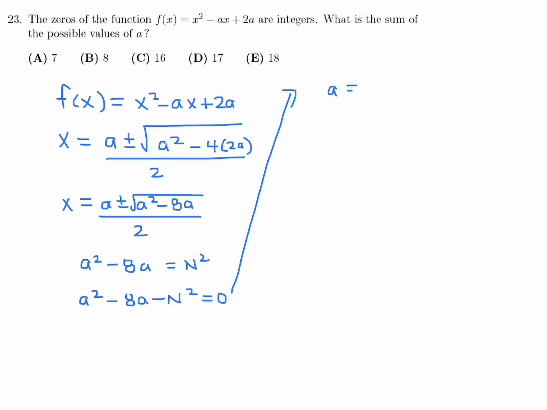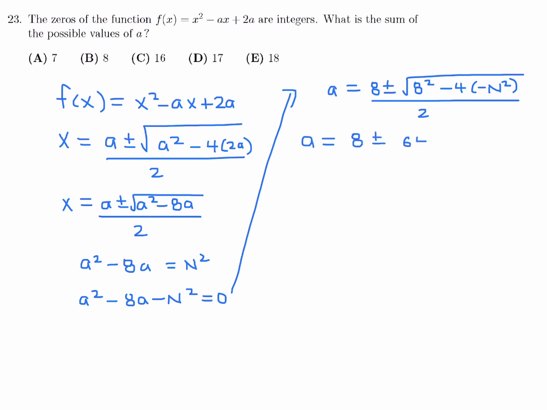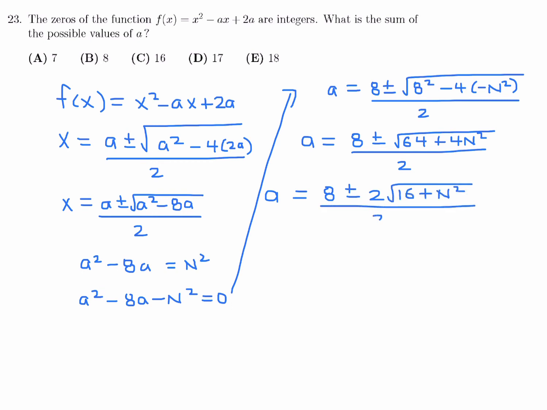So a would become 8 plus or minus the square root of 8 squared minus 4 times negative n squared, all under the square root sign, all over 2. So this is going to be 8 plus or minus the square root of 64 plus 4n squared, all over 2. And if we factor out a 4, it'll become 8 plus or minus 2 times the square root of 16 plus n squared, all over 2. And this becomes a is equal to 4 plus or minus the square root of 16 plus n squared.